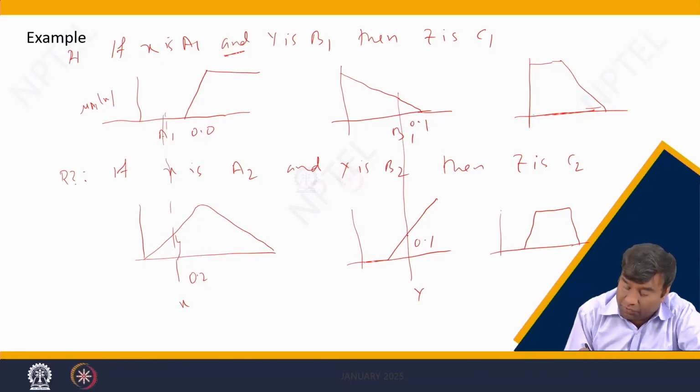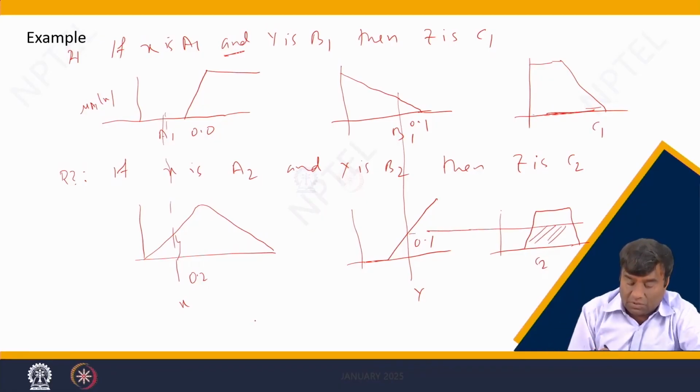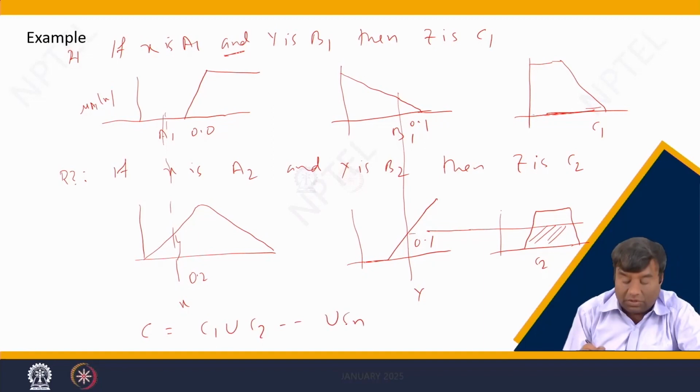So the output of R2 is the minimum value, since it is an AND. So this value is 0.1, that is the output for C2. This is the 0 output for C1. Similarly, there will be other rules, so you will get C1, and the output is C1 union C2 and so on. Suppose there are n rules, so you will get Cn.